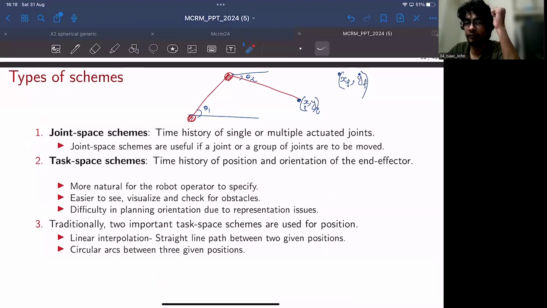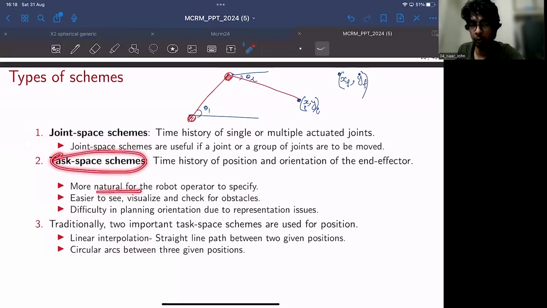But it's not very straightforward if you visualize it in terms of θ1 and θ2 angles. If you want your robot to move from one desired position to another desired position, it's very easy to define in terms of x and y Cartesian coordinates, but it's not so intuitive if you define in terms of the joint space variables. So in that regard, the task space variables are more natural, more intuitive for the operator to specify. They are easier to see and visualize.